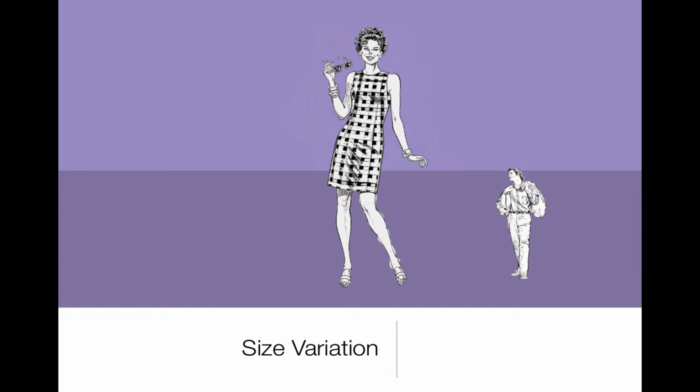Now here, because they're both on the same plane and on the same level, it just looks like one of them is either really big or one of them is really small. But if I were to move them around, it would look more like one of them was farther away. Probably, in all, it would be the guy, not the lady.